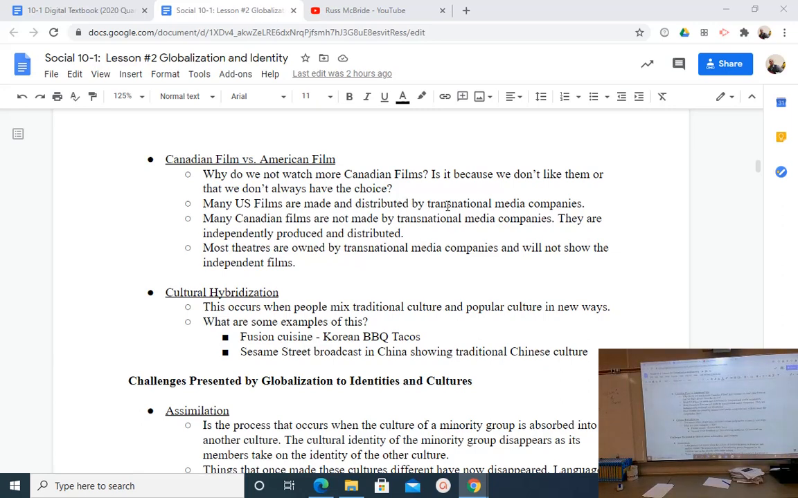So one of the fears with globalization is that we could lose our culture, and we can look at the power of American cinema, the power of Hollywood, and its transforming nature.